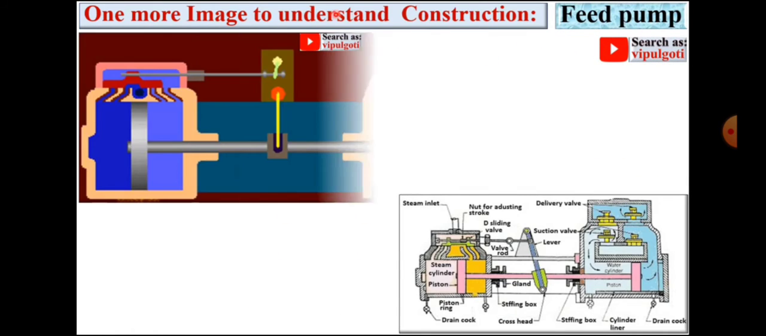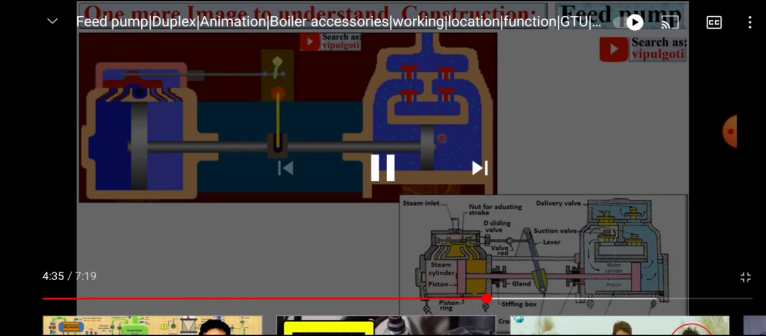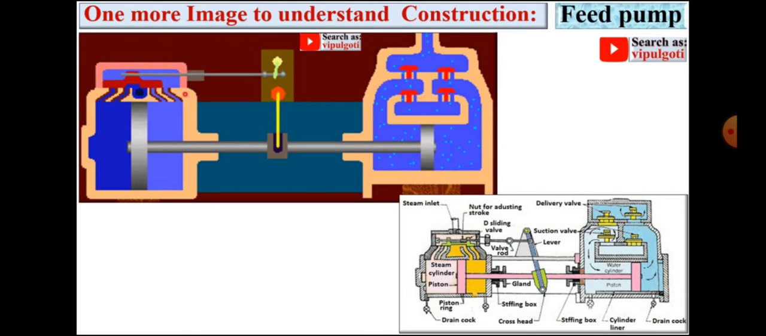One more image to understand the construction. So here you can see the steam pump, and this one is the water pump. This one is the D-slide valve, and this one is the common crosshead.